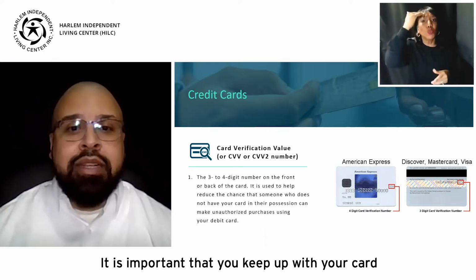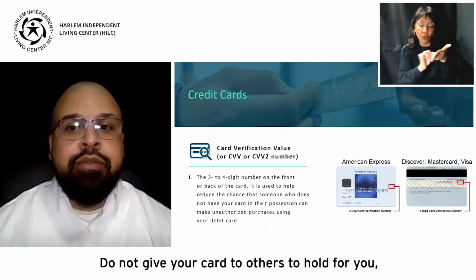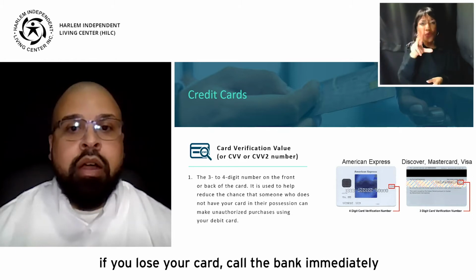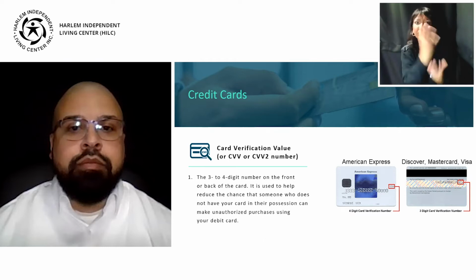It is important that you keep up with your card at all times. Do not give your card to others to hold for you. If you lose your card, call the bank immediately to let them know. One American Express card facing forward and one credit card typical of Discover, MasterCard, Visa turned backward have their card verification values, or CVV, highlighted.